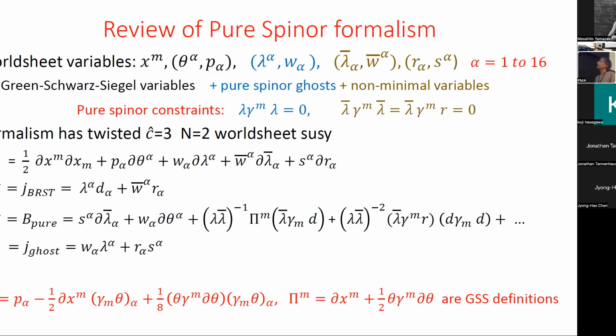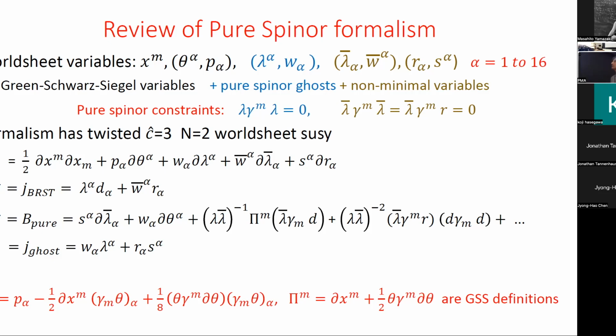And in addition, it turns out useful to introduce these non-minimal variables, which don't appear in the vertex operator, but they're useful when you want to describe what I'll call the B ghost. And when you do computations, they decouple from the cohomology because they appear in the BRST operator in a simple way, and that's why they're called non-minimal.